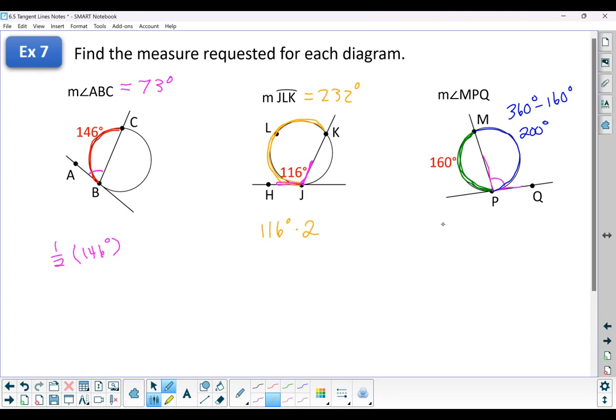And that means that this angle that I have marked in pink has to be 1/2 of that. So this is a 100-degree angle. So the measure of angle MPQ is 100 degrees. We could have also found that by figuring out this angle is 80, and those two together have to add up to 180.